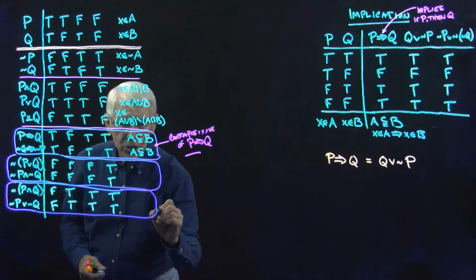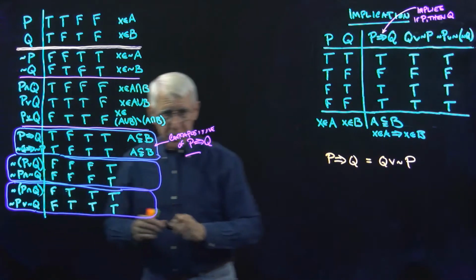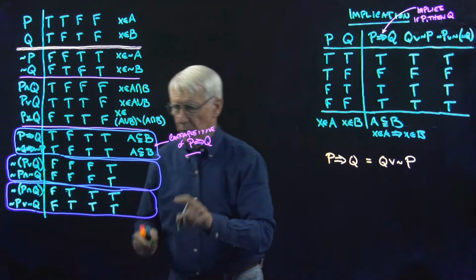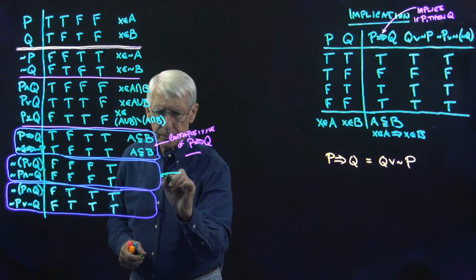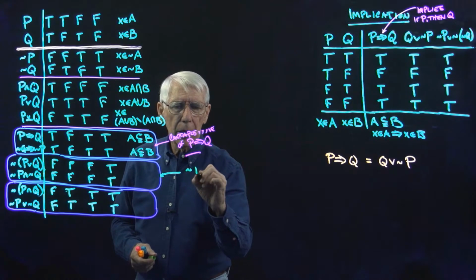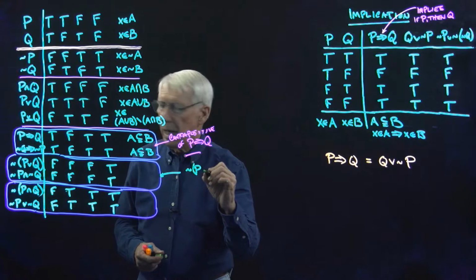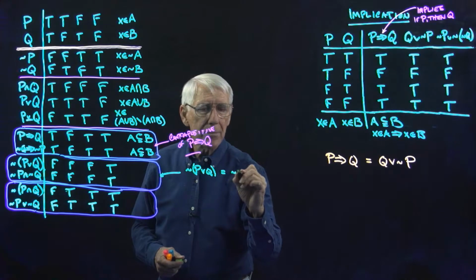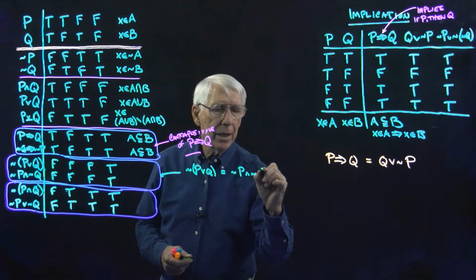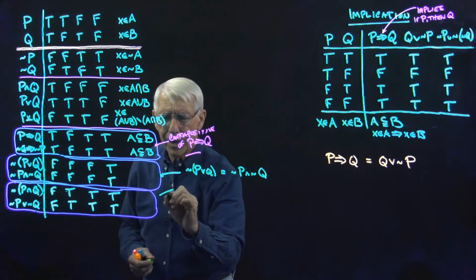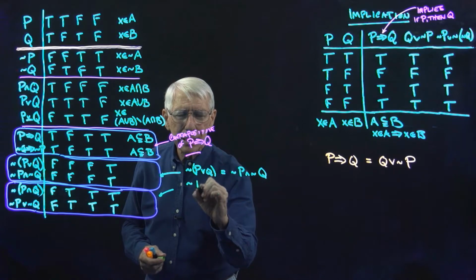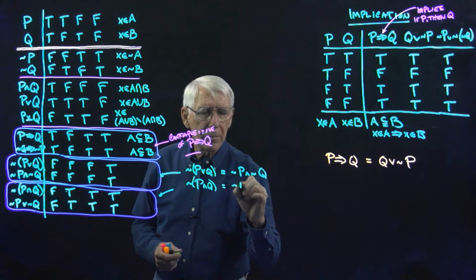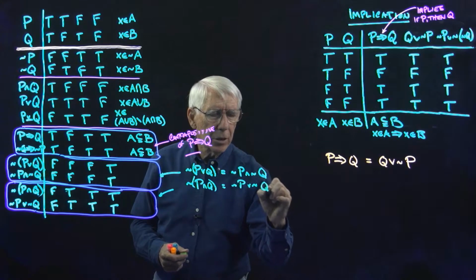And in fact, these two logical equivalents, let me write those over here. I'll write the first one here. This says not (P or Q) equals not P and not Q. Oh, I'll write them both. Let's do the other one too. Not (P and Q) equals not P or not Q.